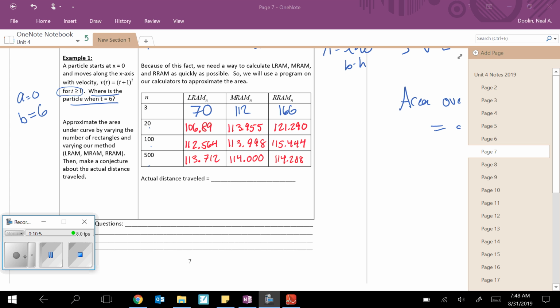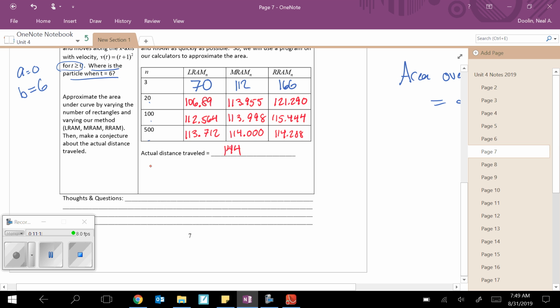And then the left side rectangles, they're getting really close. They're just a little under 114, and the right side rectangles are just barely over 114. So my guess is that the actual distance traveled is going to be somewhere around 114 meters. And so that's the huge idea here. As we use more and more rectangles, the difference between which method we use of approximating disappears.